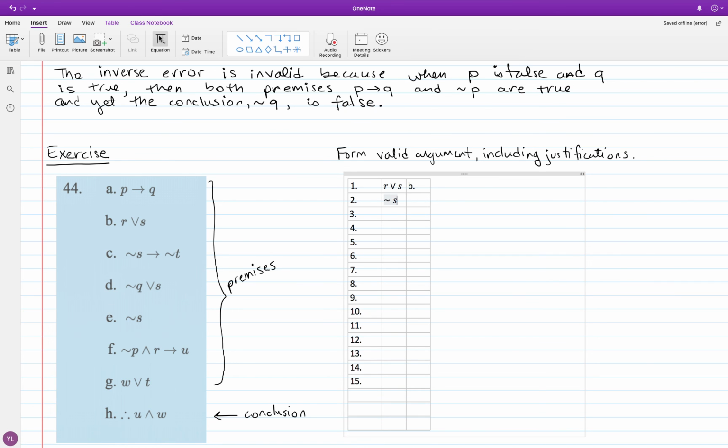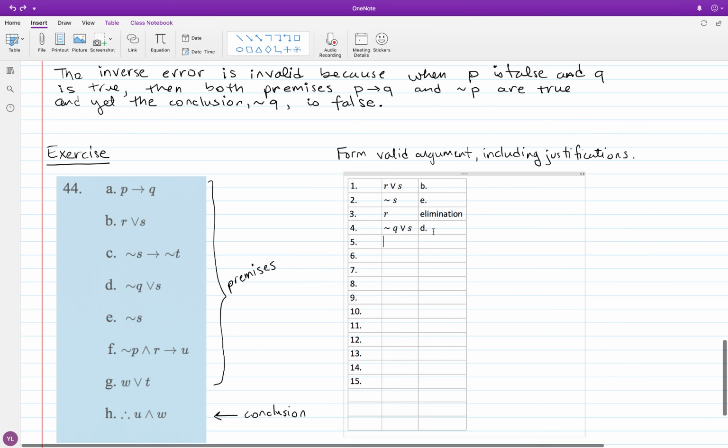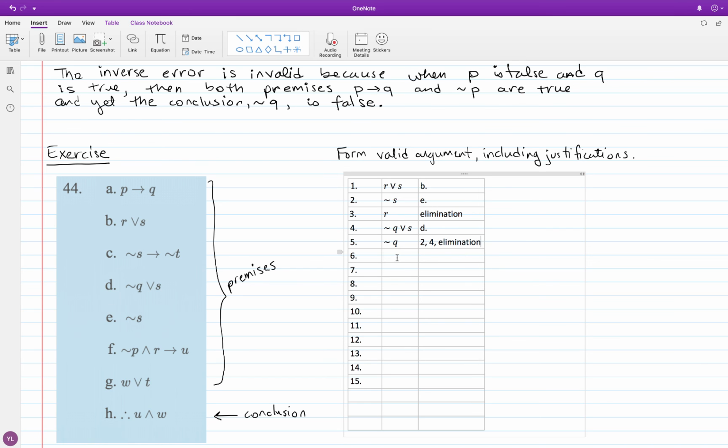and that taken together with the premise not S, which is E, I can join those two together using elimination and conclude R. So I right now have a new sort of premise that I can use that was concluded from two others, that is R. Not Q or S is also a given premise, that's D, and when I pair that together with not S, again, I can use elimination to conclude not Q. And look, I'm justifying precisely how I concluded not Q. It was from line 2 and 4 and the valid argument form of elimination.